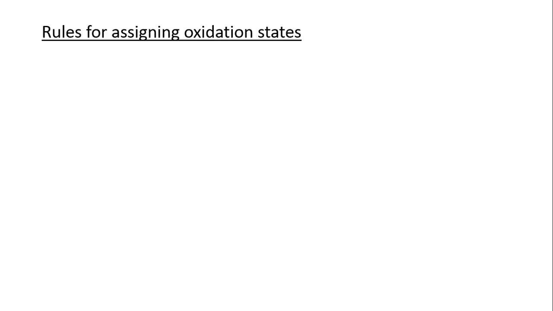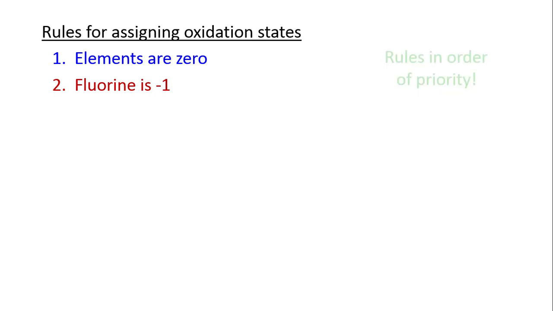You might ask, do we need to draw Lewis structures every time we want to determine oxidation states? Fortunately, no. There are some shortcut rules that you need to know that are useful in assigning oxidation states. First, elements, when by themselves, have an oxidation state of 0. Second, since this is based on the more electronegative element owning the shared electrons, fluorine, the most electronegative element, will have an oxidation state of -1, except when it's by itself, where its oxidation state will be 0. Notice that these rules are in order of priority.